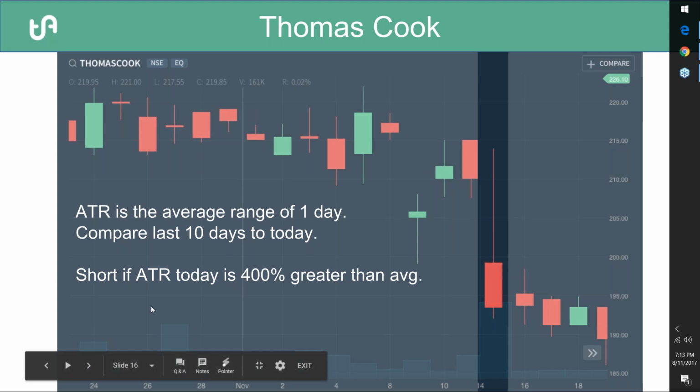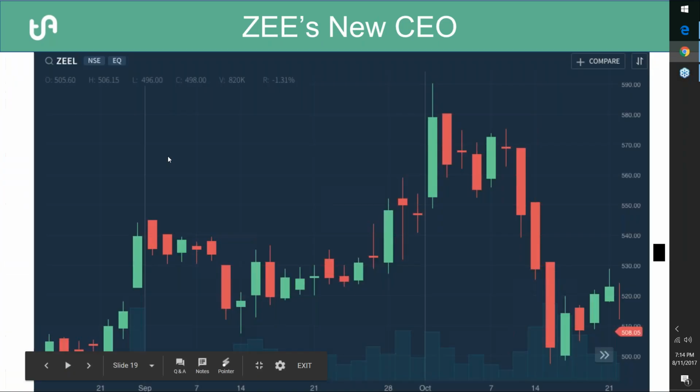Does that make sense? You look at the open to the high, you calculate that difference, and you compare it to the average open to high movement for the past 10 days. And whenever it jumps up, you short the stock. Does that make sense? I want to make sure you completely understand what I'm saying. If you have any questions, please ask. Let's take one more example.